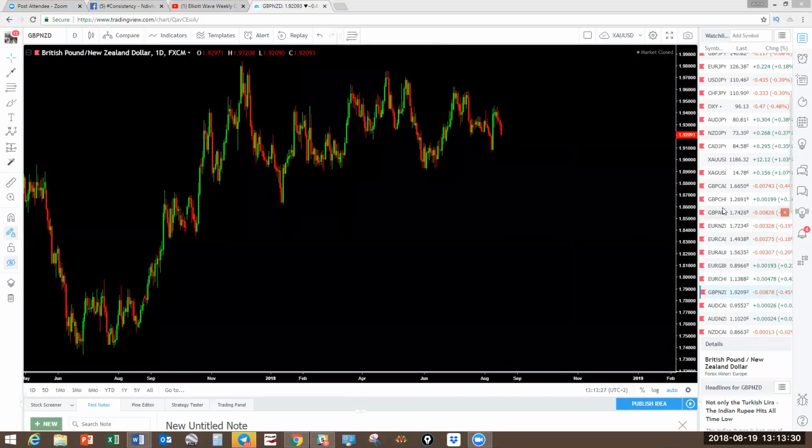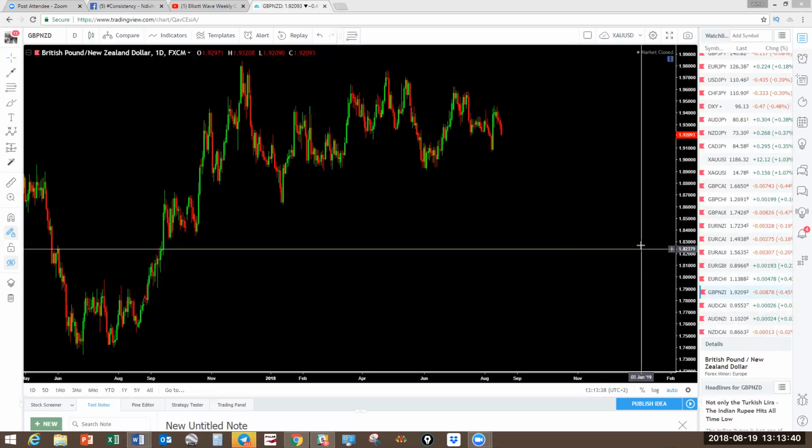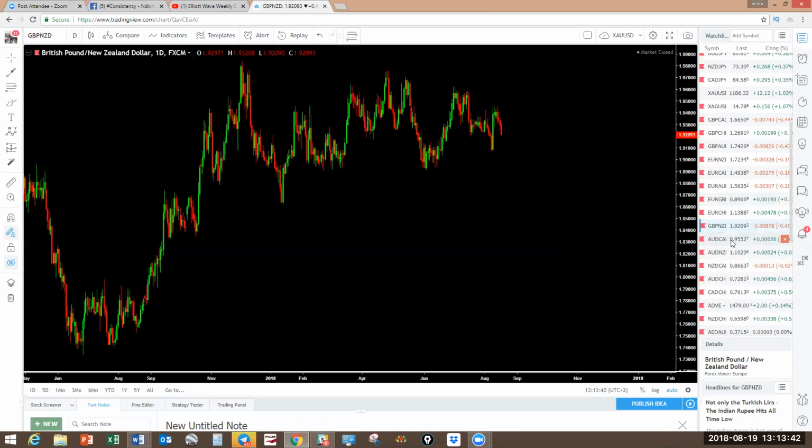What other pair have I missed? Which other pound pair have I missed? Pound CHF we did, CAD we did, AUD we did, New Zealand, all the pound pairs covered. If I've missed anything, you'll let me know, guys, please. All right, so let's look at some of the CAD pairs.